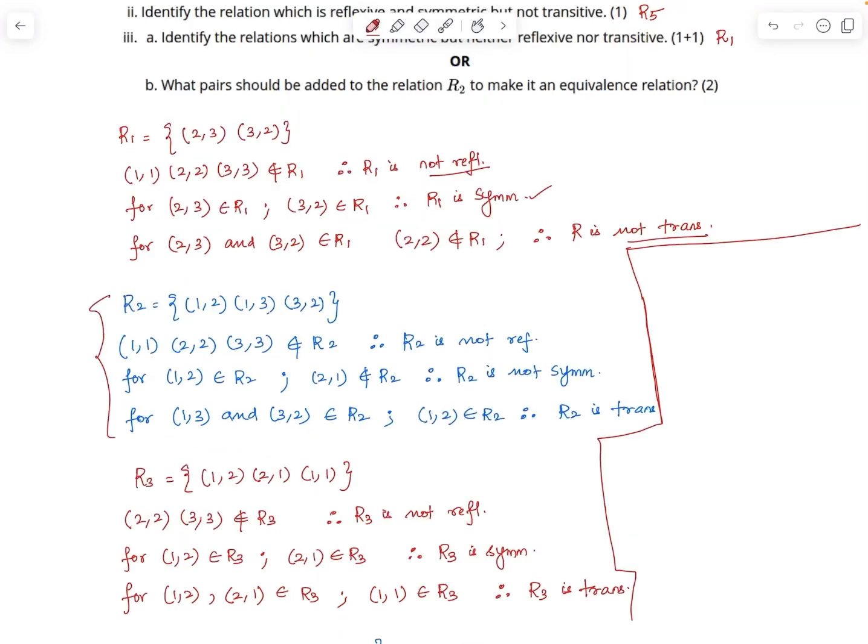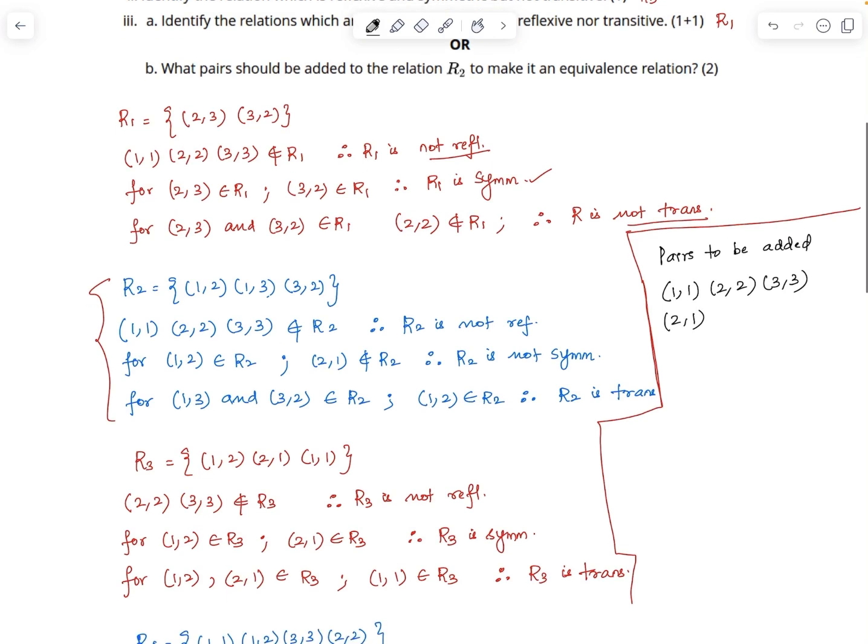Let's check the R2. R2 is not reflexive, R2 is not symmetric, but R2 is transitive. The pairs to be added are 1, 1, 2, 2, 3, 3. So now R2 becomes reflexive. Then R2 is not symmetric. That is 1, 2 is there, but 2, 1 is not there. Let's add 2, 1.